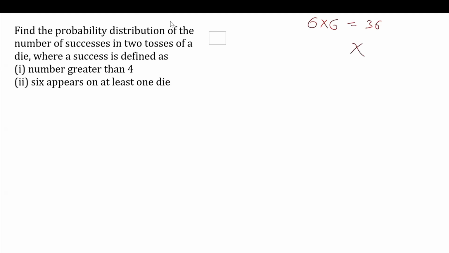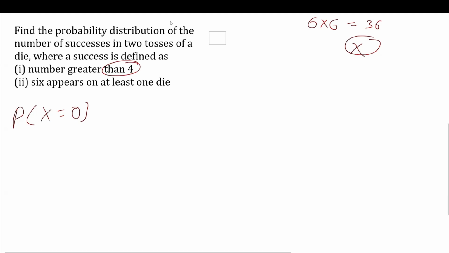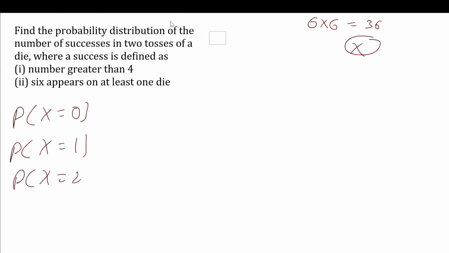And we are going to take X as the random variable. So the possibilities are what? No success. No success means a number less than or equal to 4 in both dice, right? The second case could be one success, that means we have a number greater than 4 in one of the dice and the other has a number less than 4. And the third case is when both dice have a number greater than 4. So let's begin with the first.